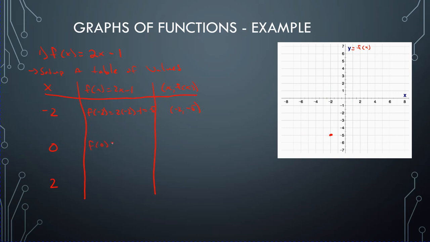F of 0, I'm plugging it in, so 2 times 0 minus 1. Well, that's just minus 1. And then f of 2, I'm going to plug it in, so this is 2 times 2 minus 1. Well, that gets me 3. So 2, 3. And you can see here that this function is just a linear function, right? So not the best straight line, but you get the idea.